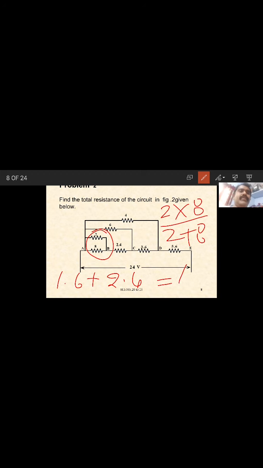Then we get 4 ohms here. Again, this 4 ohms comes in parallel with the 6 ohms. Again, the total combination comes in series with the 3.6. Again, parallel with the 4 ohms. Again, in series with the 5.6. Again, we have to find the total effective resistance.